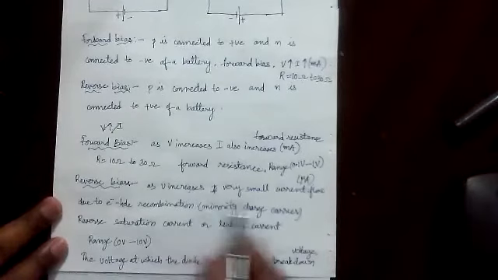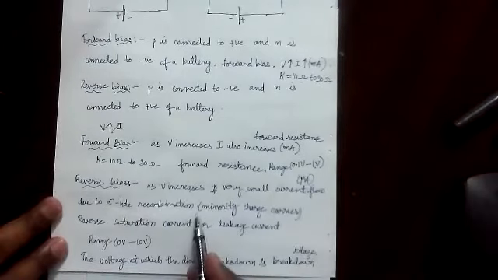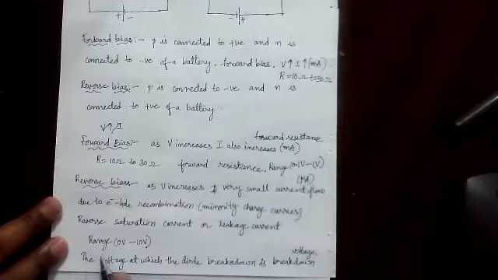So as V increases, current also increases, and there is electron hole recombination. And reverse saturation current or leakage current takes place, so that happens in the reverse voltage. The voltage at which the diode breaks is known as breakdown voltage. Okay, so that was about the forward bias and reverse bias.